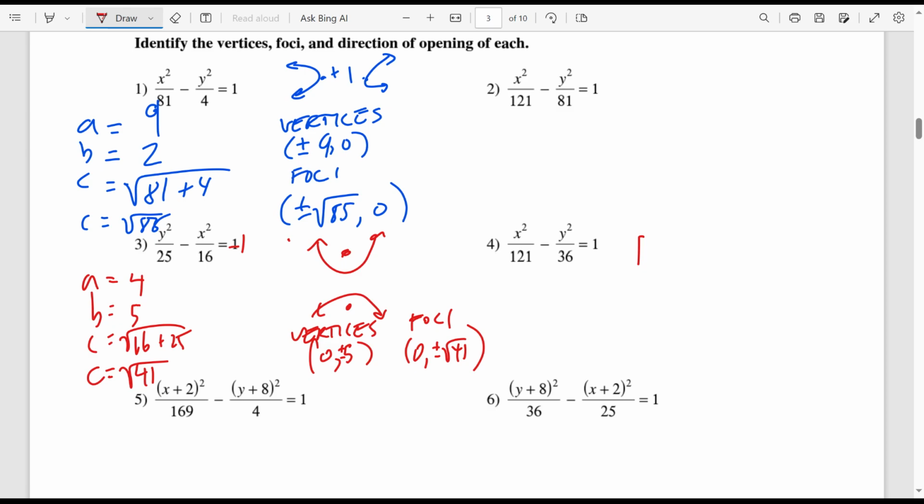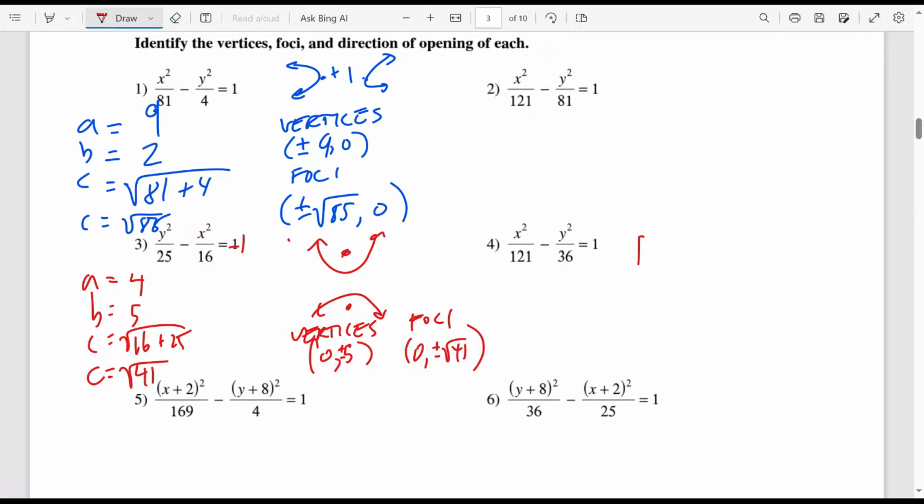The one below it we identified as a negative one, so it's facing north-south. So I don't care about the a so much now. What are the vertices? The vertices are going to be in relation to the b. So it would be 0 plus or minus 5. Right? The 0 comes first because it's going north-south. That also means the foci is changing based on whether or not it is north and south. So it's changing on the y-axis right there.